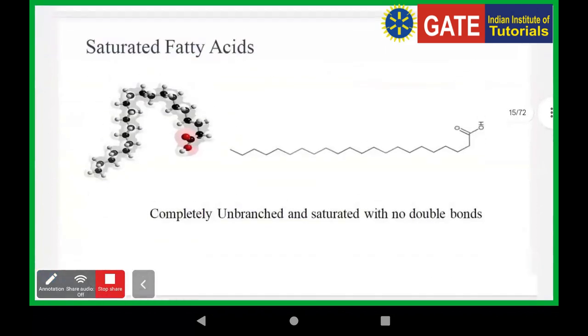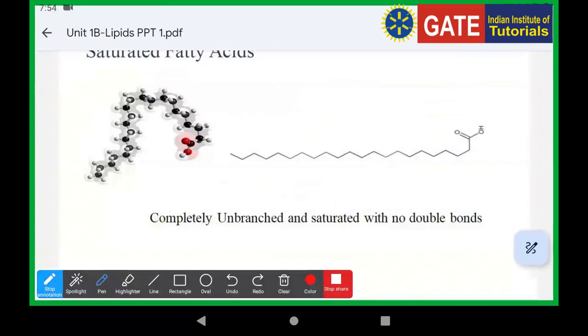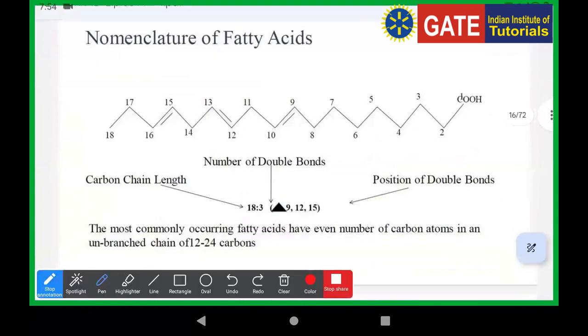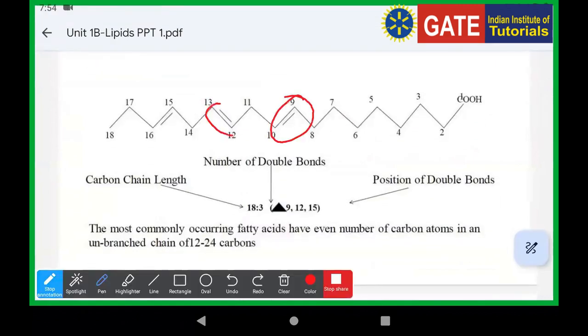Saturated fatty acid means, look at this, the long chain hydrocarbon does not contain a double bond. So between the carbons, no double bond is present. Okay, those are saturated. Unsaturated fatty acid means one or more double bonds are present in the hydrocarbon chain. Those are called unsaturated fatty acids. Understood, everyone? Any doubts?